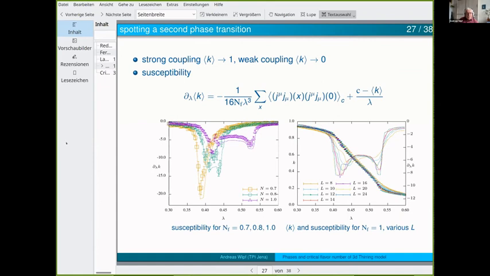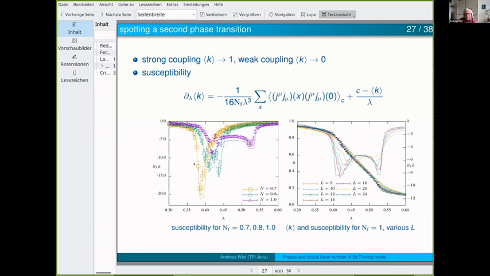Okay, so what you see is roughly the following. The susceptibility is shown here on the left for 3 different numbers of reducible flavors. For N equals 0.7, there's 1 dip. Now if we increase the number of flavors to 0.8, you see a second dip develops. And if you go further to 1.0, we see 2 dips.